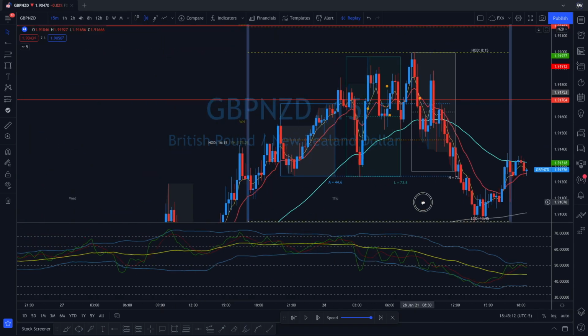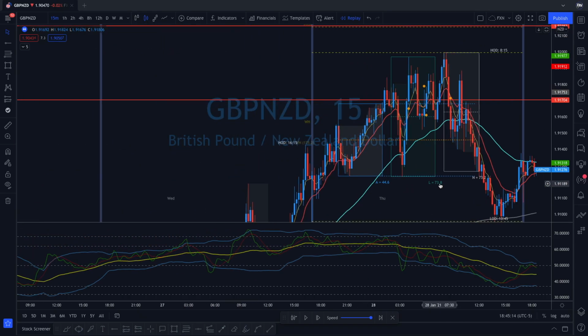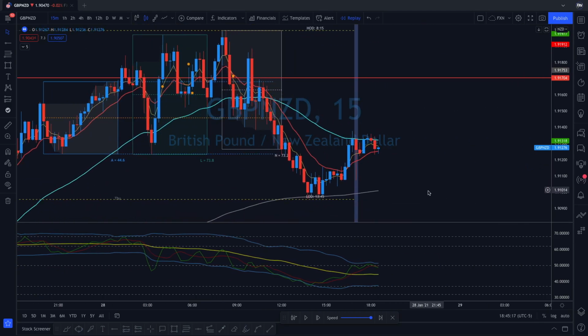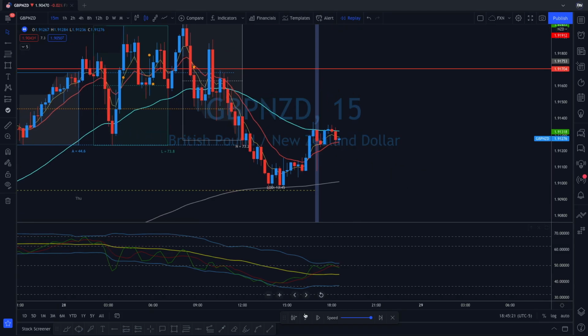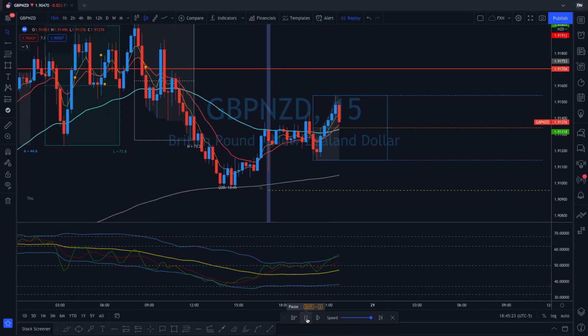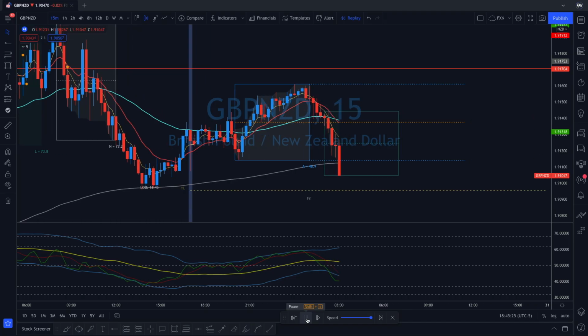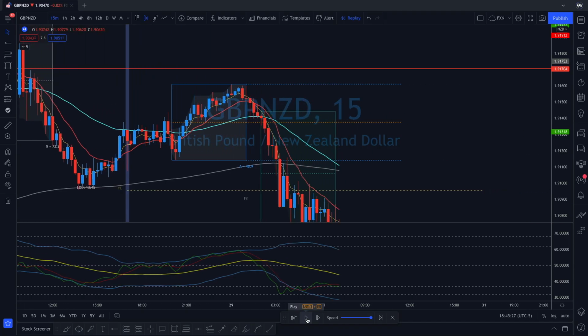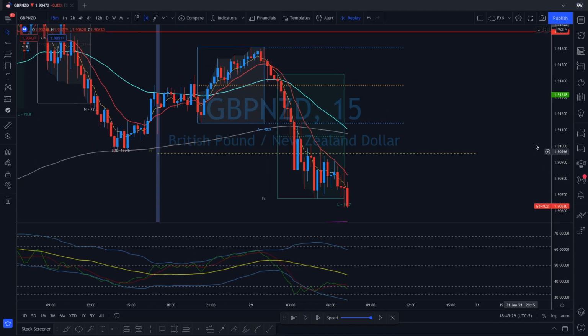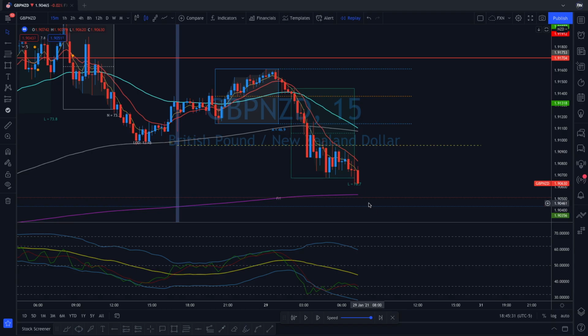So we retested that high, basically is all we did. More than likely it's probably going to be a failed reset. So theoretically we should still be looking for sells. Boom, yeah. We should definitely still be looking for sells.